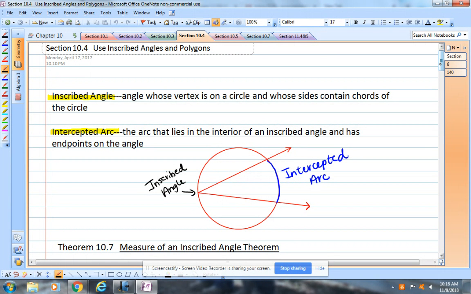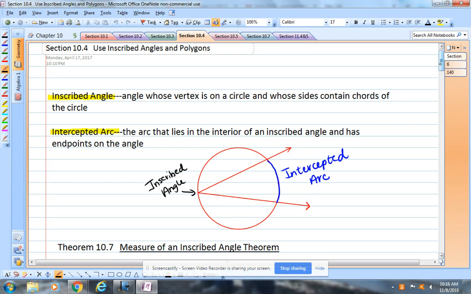Okay? An intercepted arc is the arc. Y'all know that arcs are the edges of the circles, right? Different pieces of the edges of the circle. It is the arc that lies in the interior. What does interior mean? Inside of an inscribed angle and has endpoints on the circle. So this is the inscribed angle right here. This blue part that I colored blue is the arc that angle intercepts.